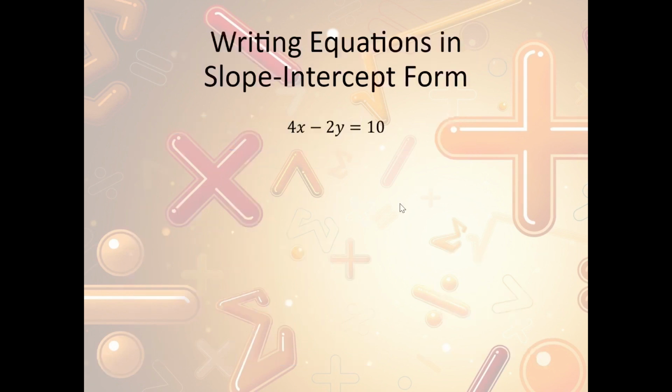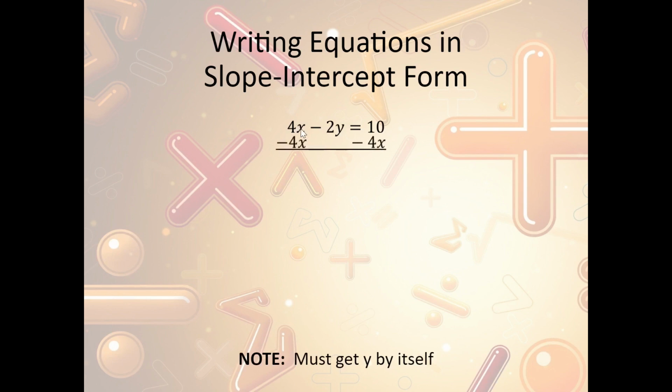Now, what do I do if the equation's not in slope-intercept form? Well, that presents a problem. I can't actually graph it unless it's in slope-intercept form. So I know that it needs to look like y equals mx plus b. So I need to get y by itself. So anything that's not y, I'm going to move to the other side. So I'm going to begin with this 4x here.